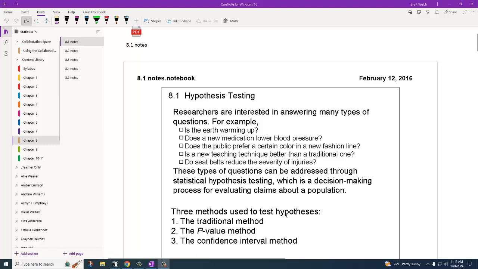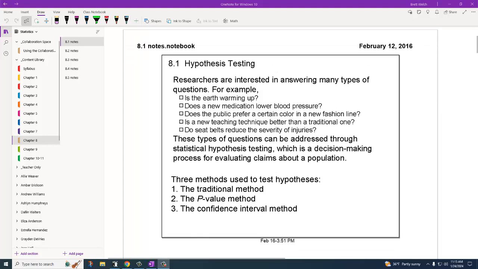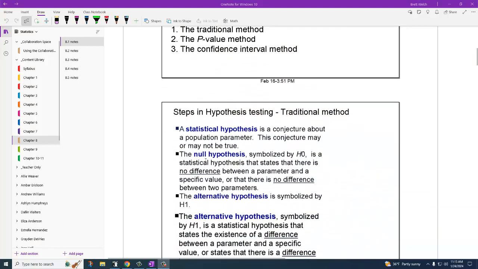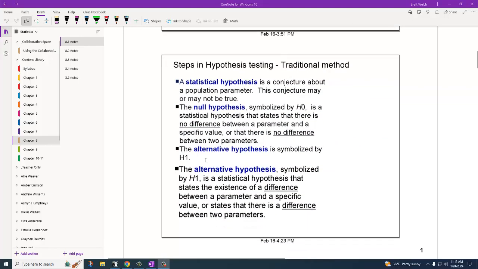And so this hypothesis test allows us to mathematically validate whether something is true or false that we may have claimed. There are three methods to use for the hypothesis tests. We can do a traditional method, which is what we're going to talk about first. Another day we'll talk about the p-value method, and we'll talk about the confidence interval method.